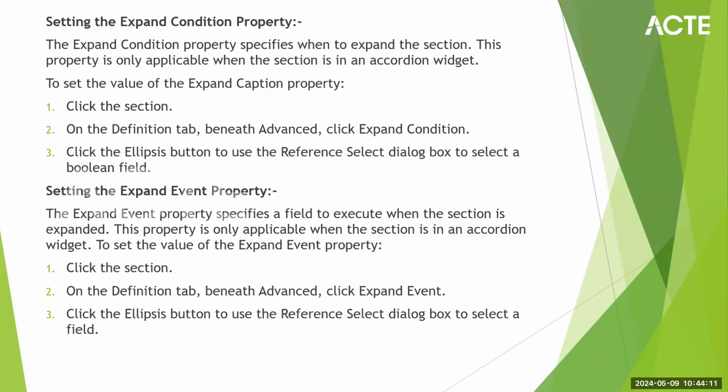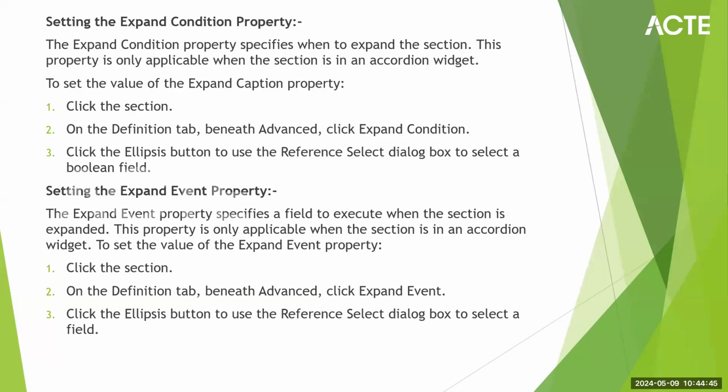Setting the expand event property. The expand event property specifies a field to execute when the section is expanded. When you click on that particular form name section, the particular fields will be displayed, right? That is called an expand event. The expand condition is only the condition you are mentioning to expand. The event is nothing but the fields to be displayed, the fields will be executed.